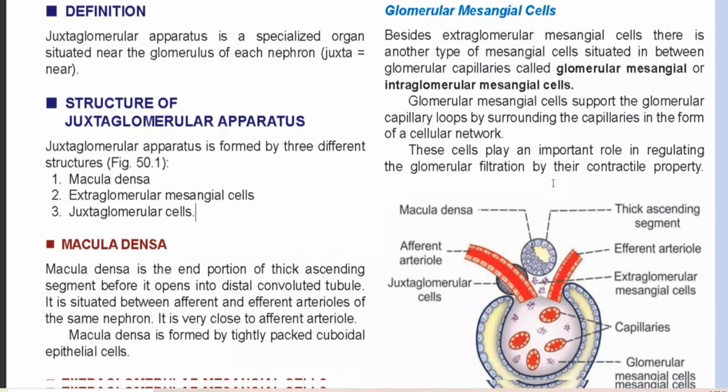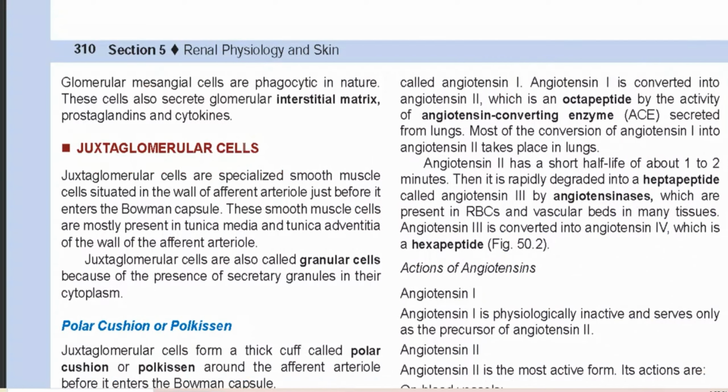Now, there are the important juxtaglomerular cells, that is another part. That is number 3, juxtaglomerular cells. The juxtaglomerular cells are granular and situated in the wall of the afferent arteriole just before it enters into the Bowman capsule. These are modified smooth muscle cells, mostly present in the tunica media of the wall of the afferent arteriole. Juxtaglomerular cells are also called granular cells because of the presence of secretory granules in the cytoplasm.